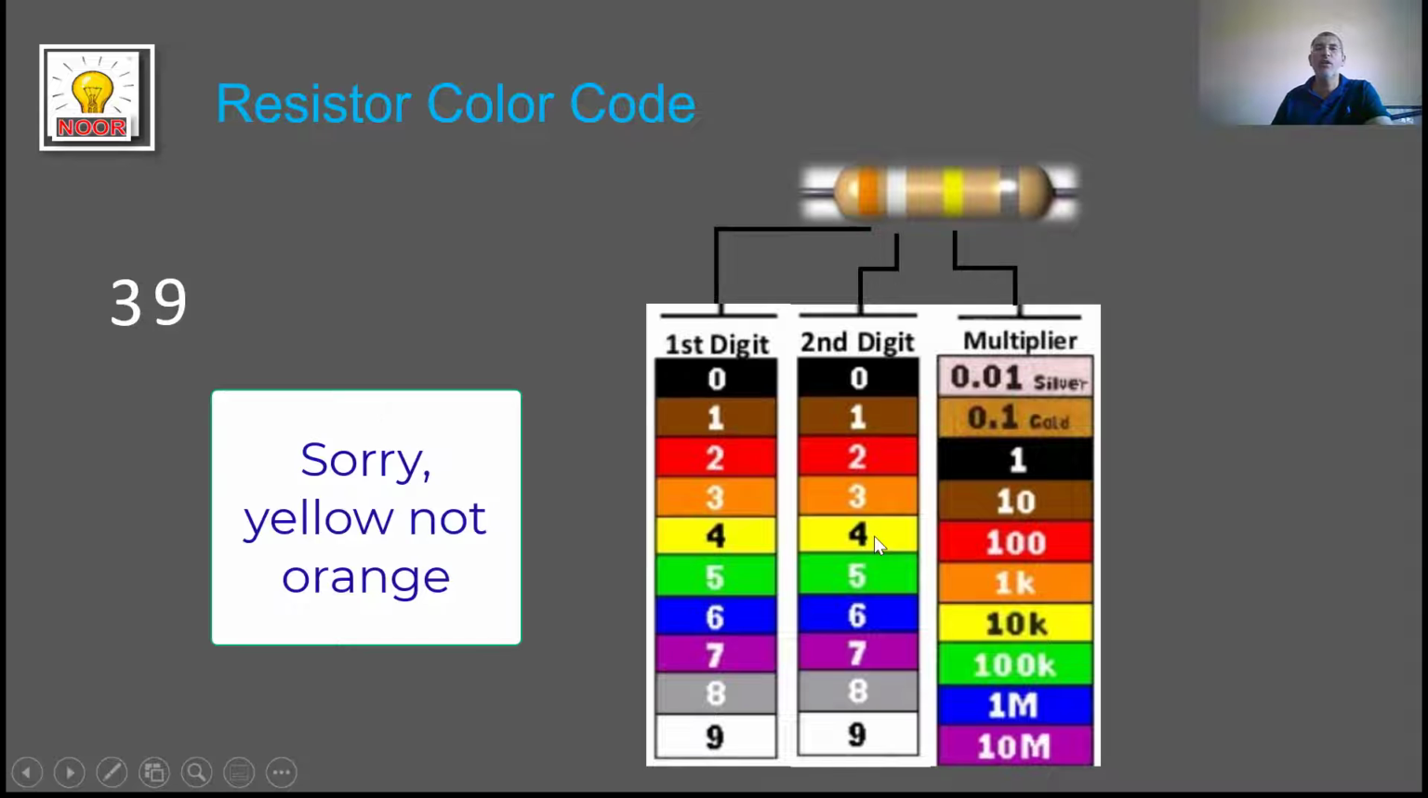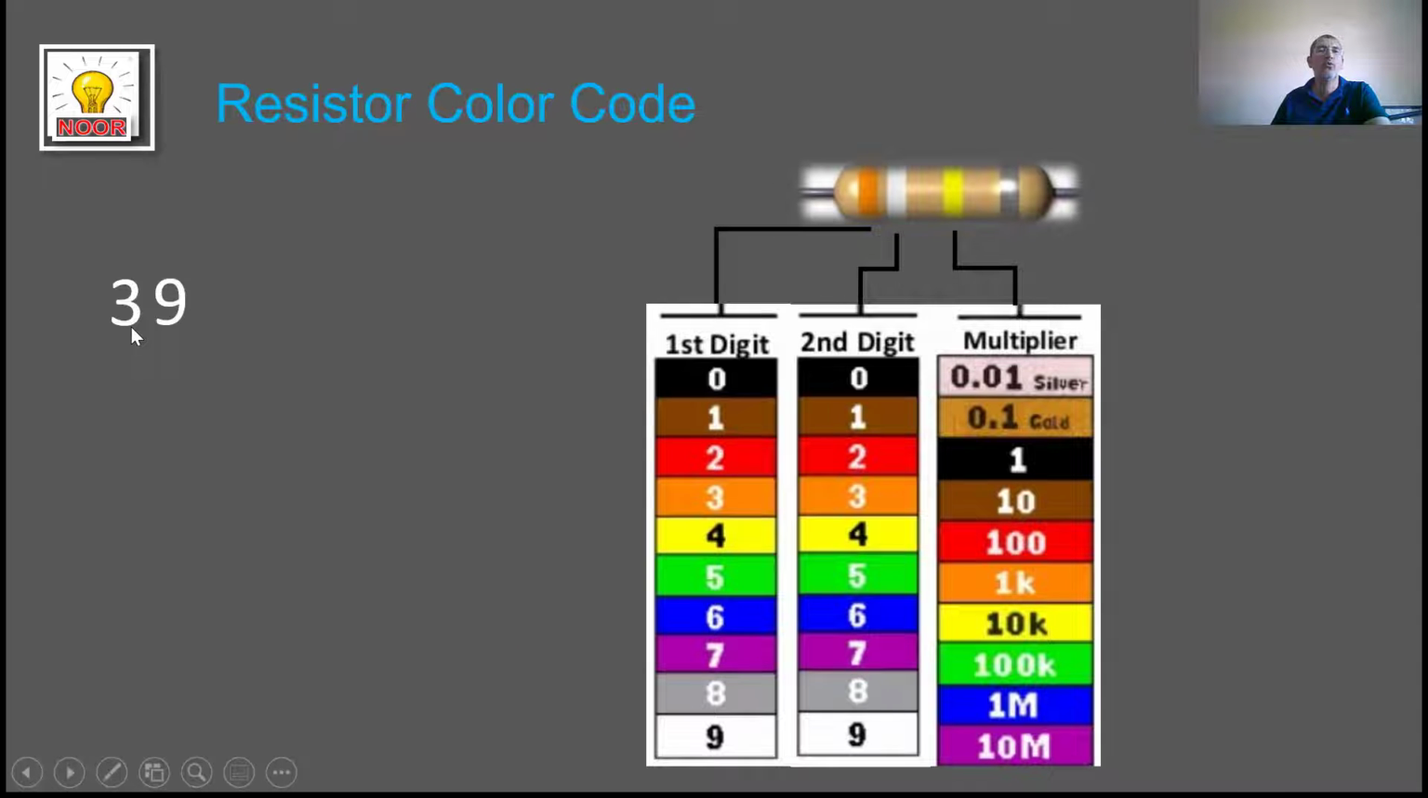We have orange here, and orange is 10K, so we have to multiply 39 by 10K, which is 390 kilo ohms. So that's what we get, okay? We get 390 kilo ohms using this third band here.